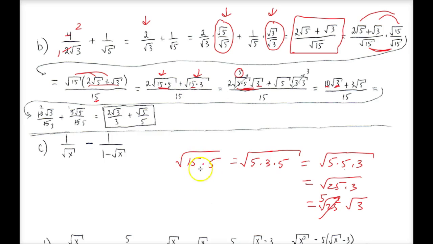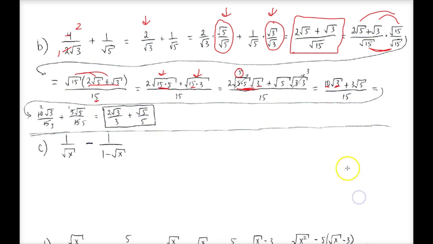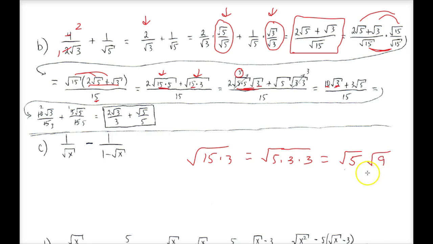And so, similar to what we've seen here, I'll go ahead and erase this and do it over so that it's very clear to everyone. So we have square root of 15 times 3, which is square root of 5 times 3 times 3. And of course we have two 3's there, so we could pull one out. Let's look at it like this, and of course square root of 9 is just 3. So we have 3 times square root of 5. So that is where we get this expression in the numerator from, okay?